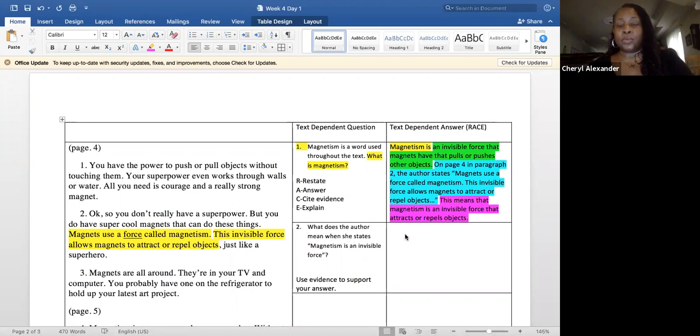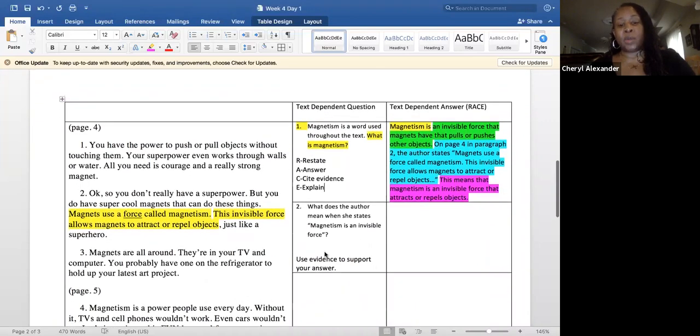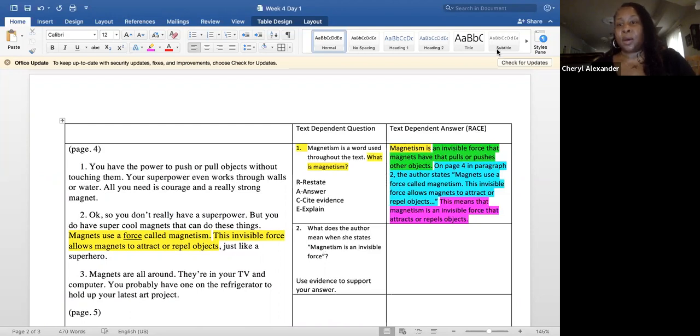This afternoon, when we come together in our class, we're going to go over questions 2 and 3, following these same steps. Okay, so I'm going to stop sharing my screen. Watch this video as many times as you need to get your RACE strategy clear for your answers. If you've already submitted your answers on Edmodo and would like to resubmit with a stronger answer, just let me know. Have your parents text me or send me a message on Edmodo.